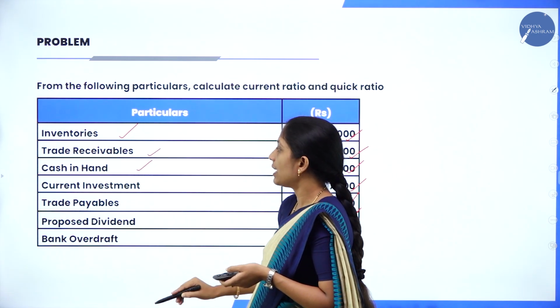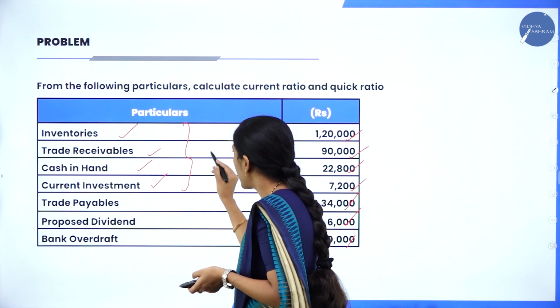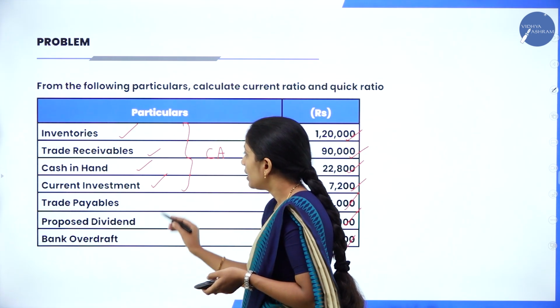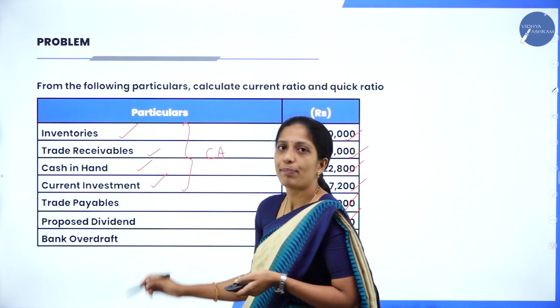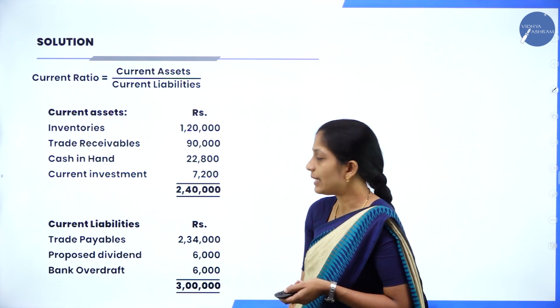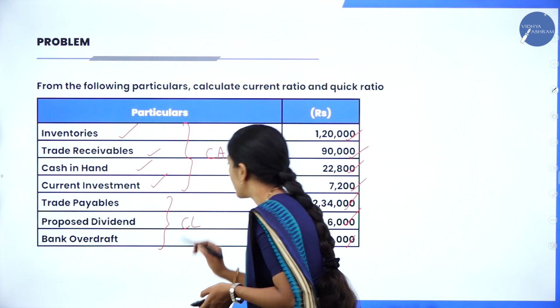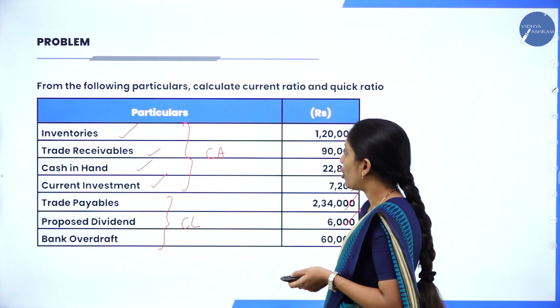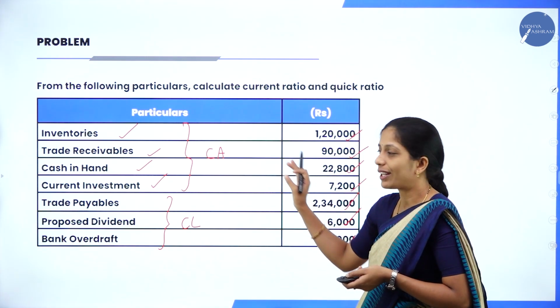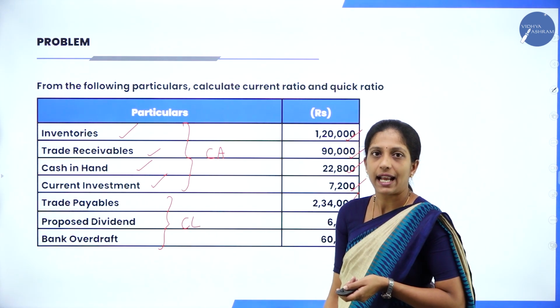Cash in hand is a current asset. Current investment. So these are all current assets. Now trade payable, proposed dividend, bank overdraft. What are these? These are all current liabilities. Now you can directly apply the formula. Add all these and you will get total current assets. Add these three, you will get total current liabilities.